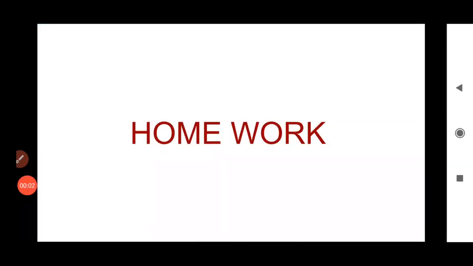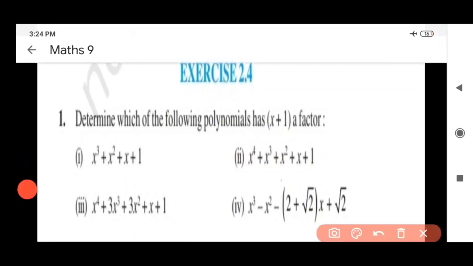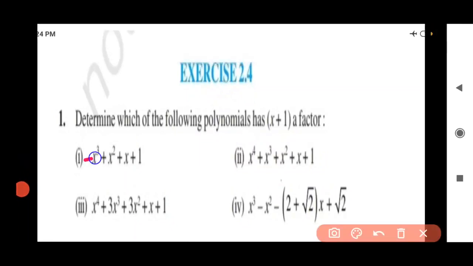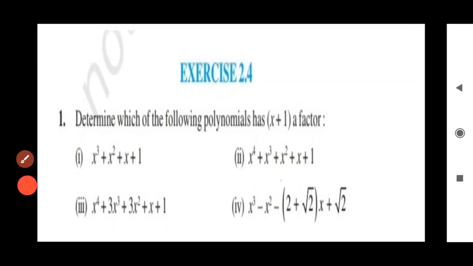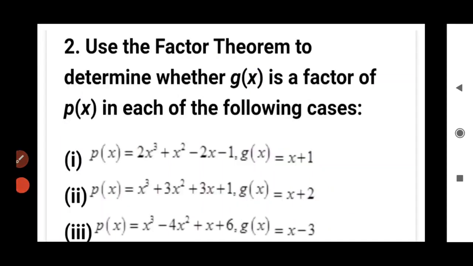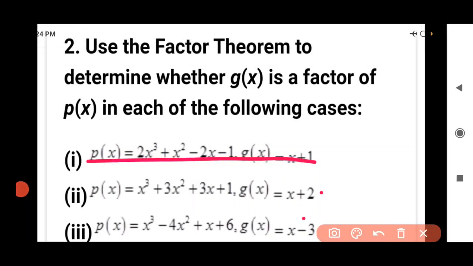Okay students, let's do the homework based on this topic. Exercise 2.4. Sum number 1. Determine which of the following polynomials has x plus 1 as a factor. Already sum number 1 and 4 are solved. Sum number 2 and sum number 3 are homework. Sum number 2. Use the factor theorem to determine whether g of x is a factor of p of x in each of the following cases. Sum number 1 is already solved, sum number 2 and sum number 3 are homework.